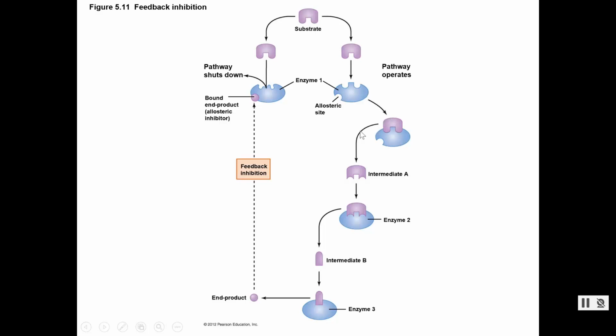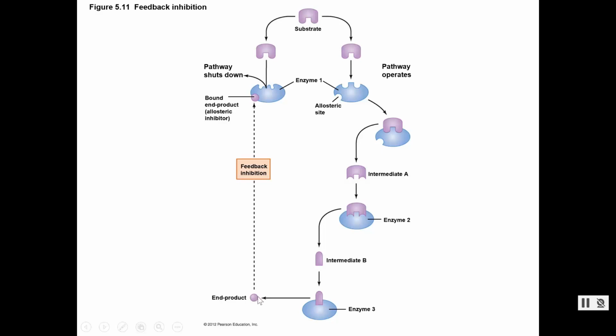So this is what normally happens. The enzyme binds the substrate and converts it into an intermediate. So I have an intermediate A. There's another enzyme that binds to intermediate A, converts that into something else. I have a third enzyme that does that, and eventually get to an end product. Remember our representative pathway? That's what we just ran down. So I have an end product.